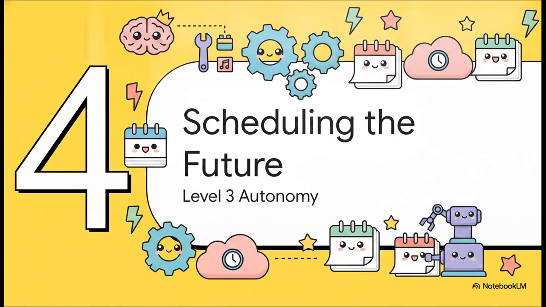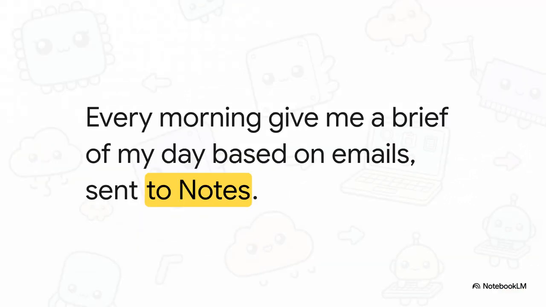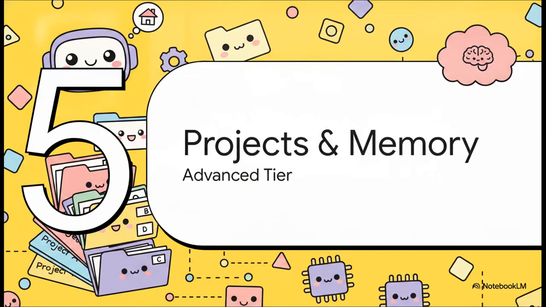All right, Section 4, Scheduling the Future. This is level 3, where we unlock true autonomy. Because a lot of tasks happen every single day, you can just give the agent a prompt like, "Every morning at 7 a.m., give me a brief of my day based upon my calendar and emails and send it to my Apple Notes." Because the agent lives locally on your machine and has connectors to your accounts, your agent will silently wake up in the background, check Gmail and your calendar, parse the data, and drop a highly accurate summary right onto your phone before you even open your eyes. It is truly autonomous.